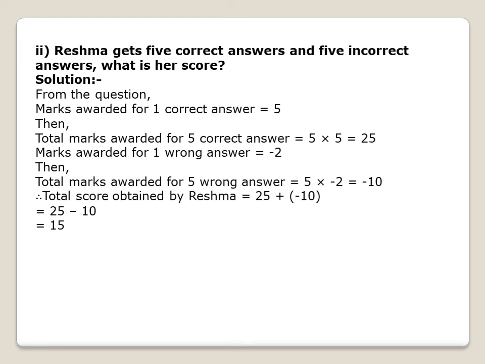So the performance of Reshma is better than Mohan. Mohan scored only 8 marks, whereas Reshma is scoring 15 marks. If she would not have attempted any wrong answer, she would have scored 25. But she has attempted a few answers which are wrong. For the wrong attempts, she loses 10 marks. So girls, is it clear to you?